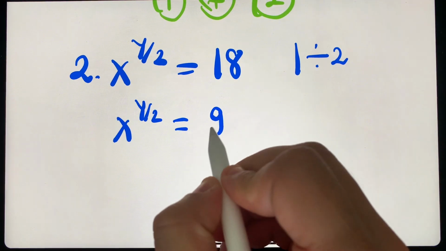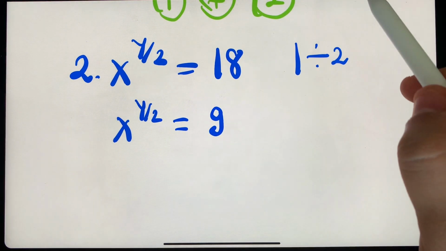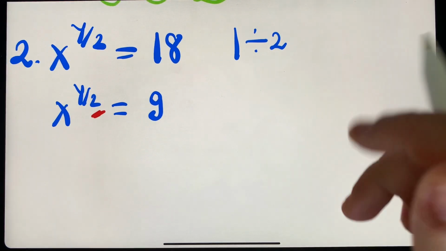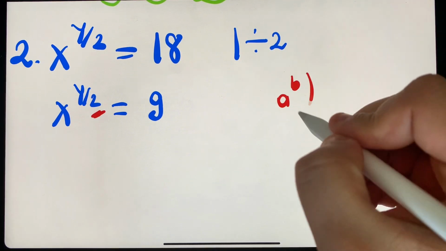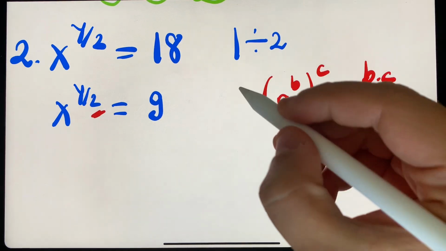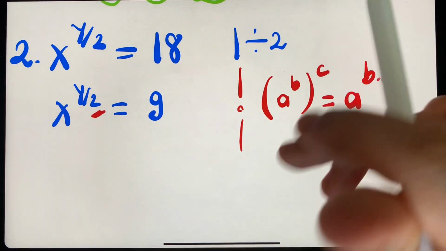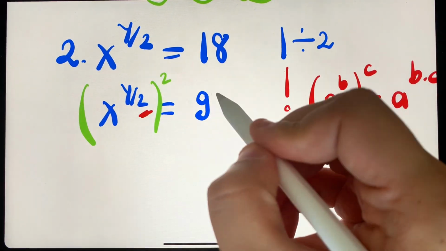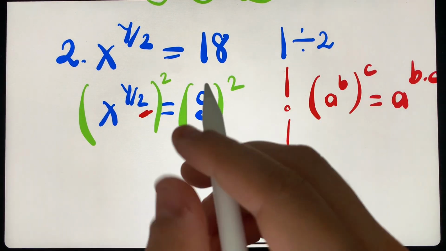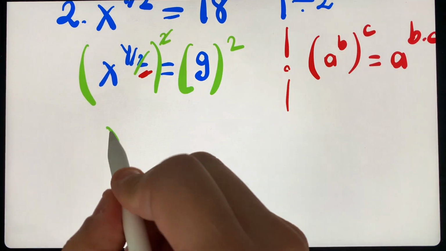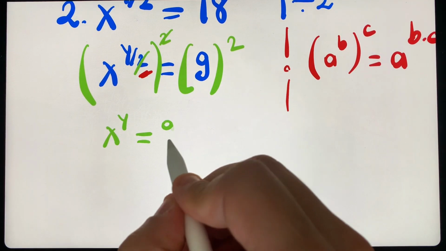Now look, there is a 2 here. What do I have to do? I have to get rid of this 2. Let's remember the power property: a to the b, to the power c, is equal to a to the b times c. If I apply this here, I square both sides. Be careful, this will cancel the 2. What will happen? Our expression in this case, x to the y, is equal to 9 squared.